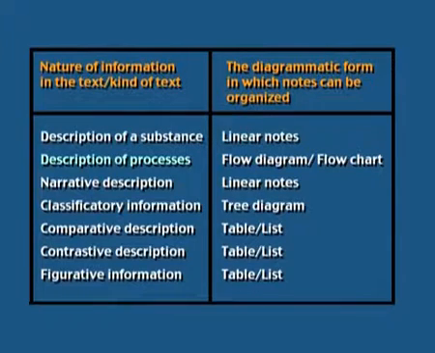Number two, a description of processes. We can show it by a flow diagram or a flow chart. Number three, narrative description, linear notes again. Number four, classification information, a tree diagram. Number five, comparative description, table notes, or we can just represent it in the form of a list. Number six is contrastive description. Again, you can come up with a table or a list. And finally, figurative information, again table notes or a list. We can make the notes in the form of a list.